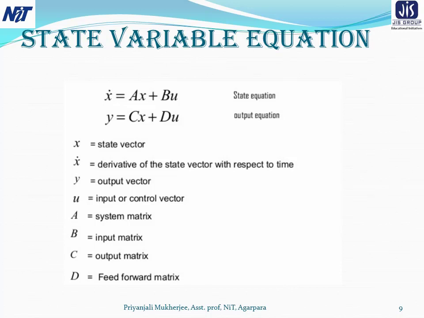So A is called the system matrix, B is called the input coupling matrix, C is the output coupling matrix, and D is the input-output coupling matrix. The term Du indicates the direct coupling of the input to the output, and direct coupling of the input to the output is rare in control systems. So generally we take D equal to 0. The state equations and the output equations are called the dynamic equations of the system, and these are also known as the state model of the system.